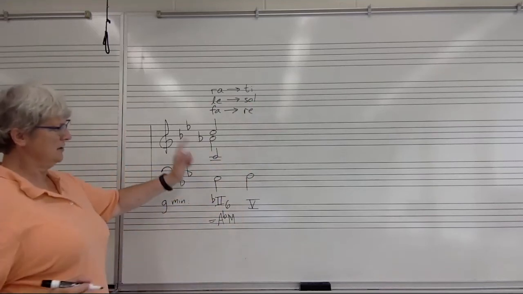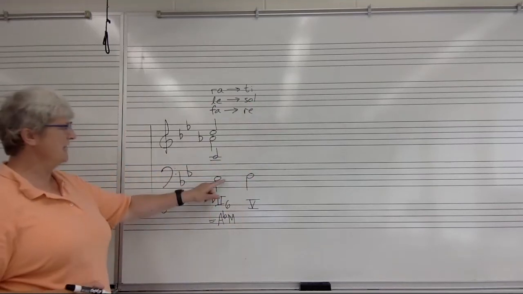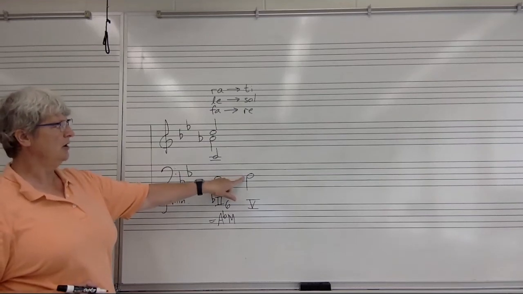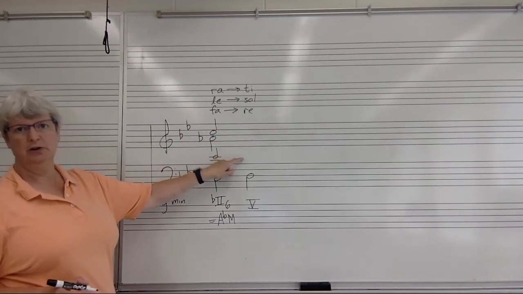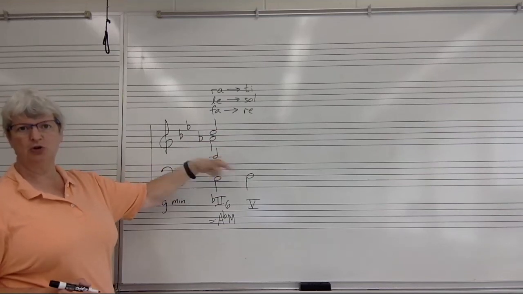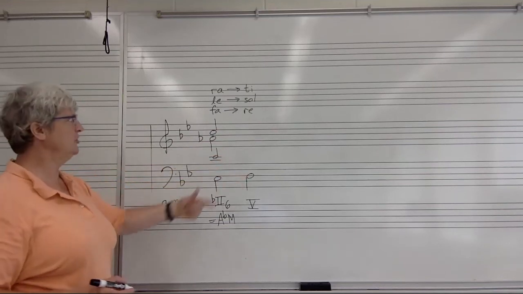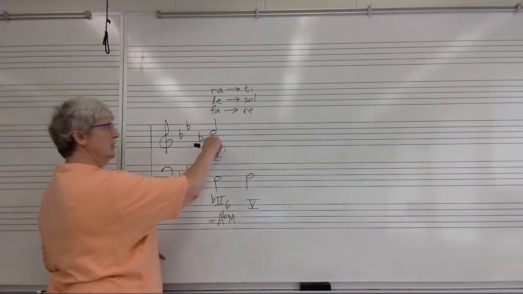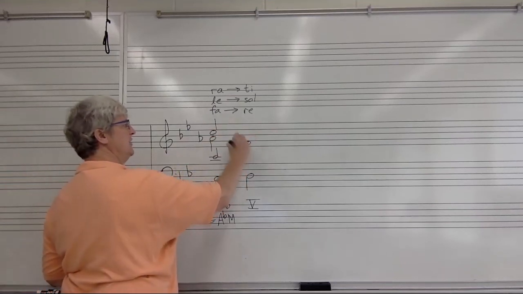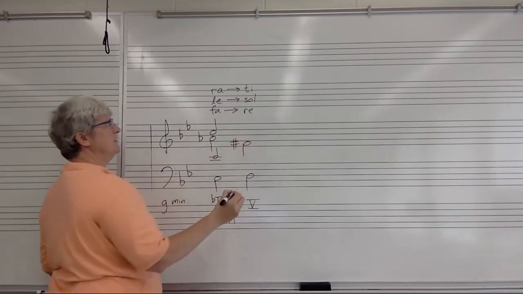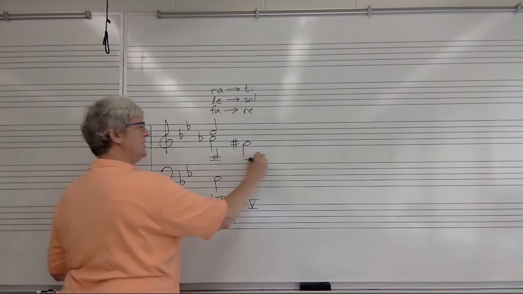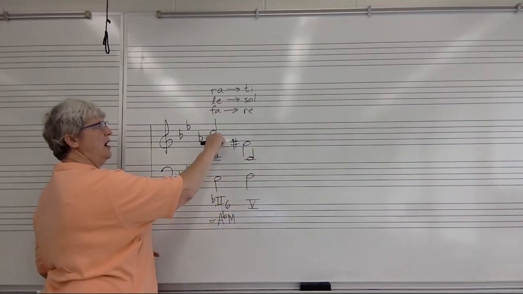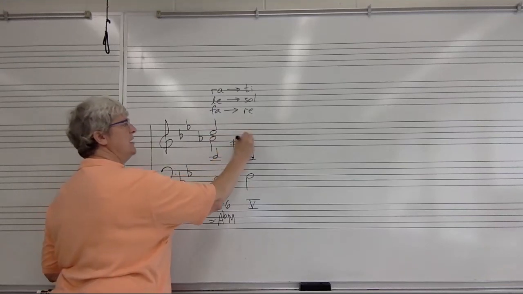Again, this should be familiar to you. As the bass steps up, it's normal for all of the upper voices to go down. So that's the most natural, normal thing to do. Let's do it. Ra goes down to Ti, and that's an F sharp that we have to write in. Le, that's the E flat, goes down to Sol. And Fa is going to go down to Re.